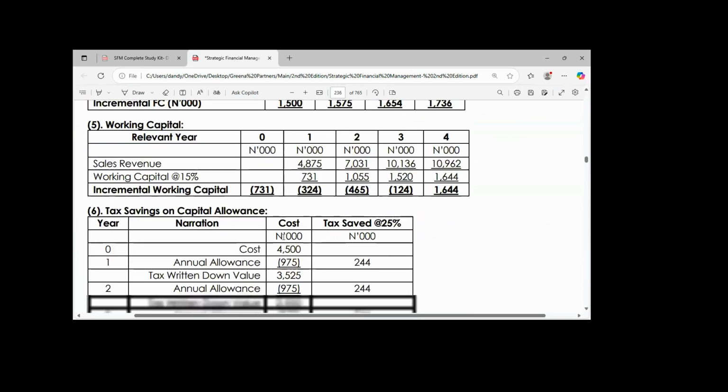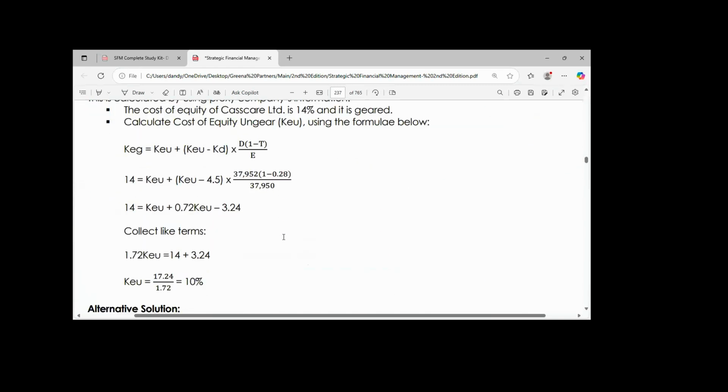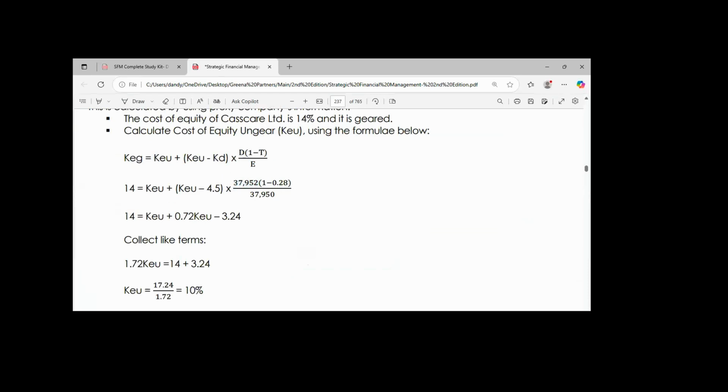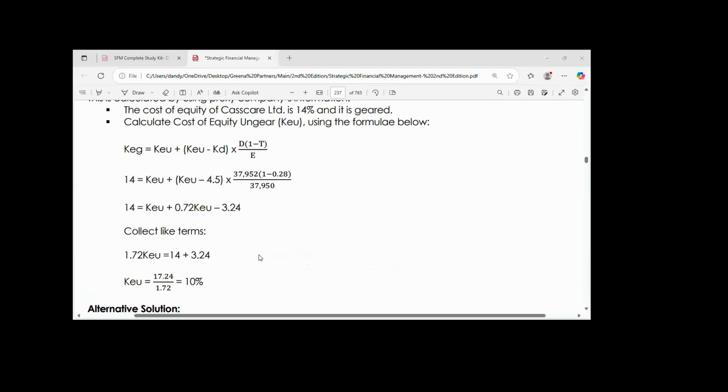Let me just demonstrate that for you. This 37,952, what we did here: the value of the bond is 40 million naira, which is 40,000, since our figures are in thousands. The market price of the bond is 94.88, therefore multiply by 94.88. Bond debt is usually quoted at 100 naira per unit, therefore divide by 100. So that's what gave us the 37,952.